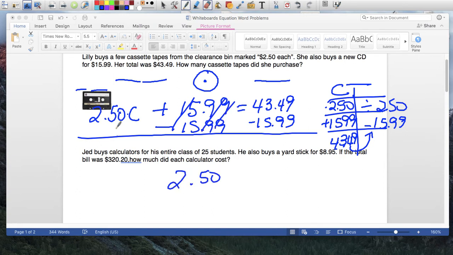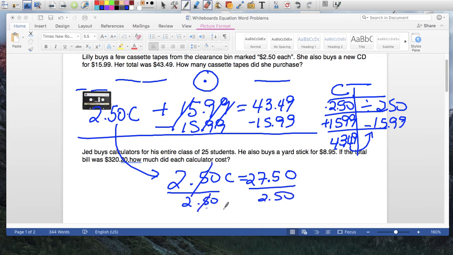So 250C, so this comes down. C equals, let me subtract this. It's going to be 2750. I divide by 250 and divide by 250. Use your calculator. 2750 divided by 250 is going to be 13. So she bought 13 cassette tapes. So there was 13 of these she bought. 13 cassette tapes.